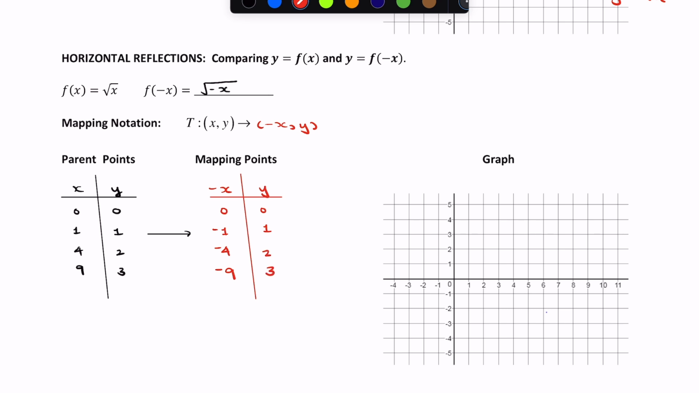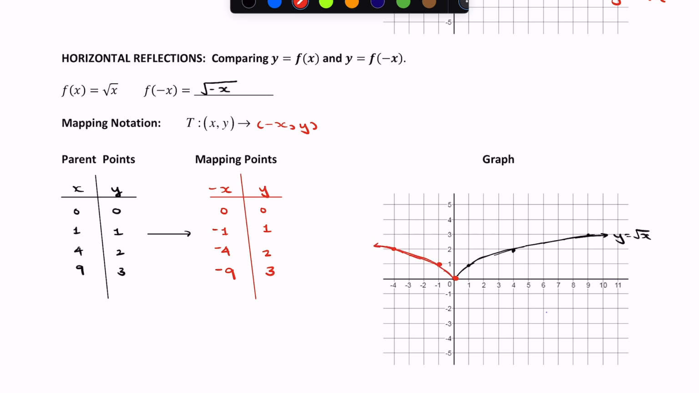So if we graph our original parent function, 0, 0, 1 and 1, 4 and 2, 9 and 3, that's our original parent function, y is equal to square root x. And here, if we graph our transformed function, we start at 0, 0 as well, then -1 and 1, -4 and 2, and it would continue on to the left.